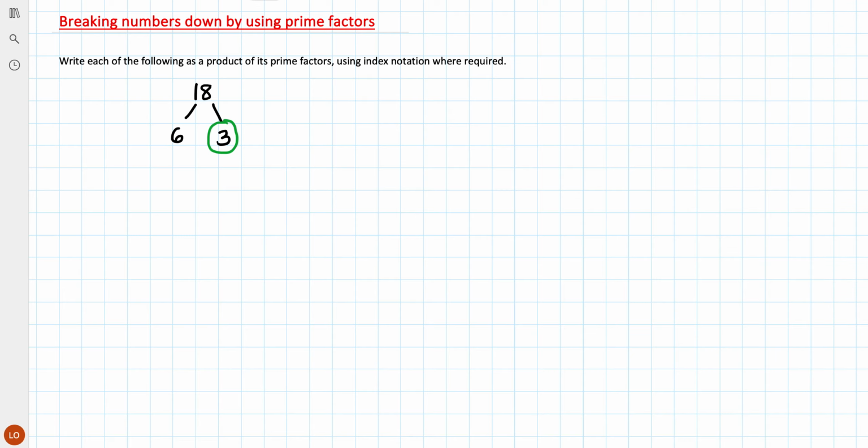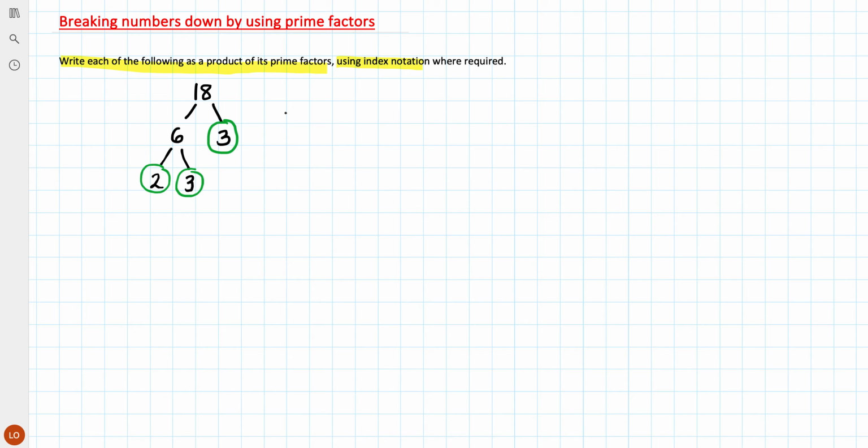Now 6 is not prime, so I can keep on breaking it up into prime factors. So then I go, what do I have? Maybe divided by 2, which I know that is equal to 3. Wonderful. And I know that 2 and 3 are both prime, so then I can stop there. And then look at the instruction. The instruction says, write each of the following as a product of its prime factor using index notation.